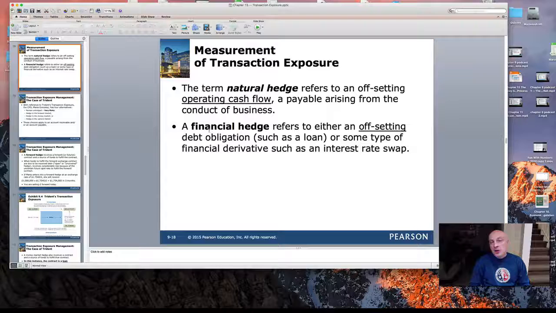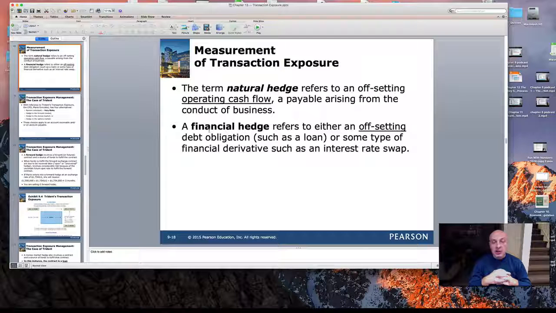The term natural hedge refers to an offsetting operating cash flow from a payable arising from the conduct of a business. So an example of this would be, let's say that we have $1 million receivable coming in pounds sterling. However, we also have a $1 million account payable that we need to make in pounds sterling. Well, if you net those two together, we would have what's called a natural hedge. We would have basically zero exposure to the pound sterling.